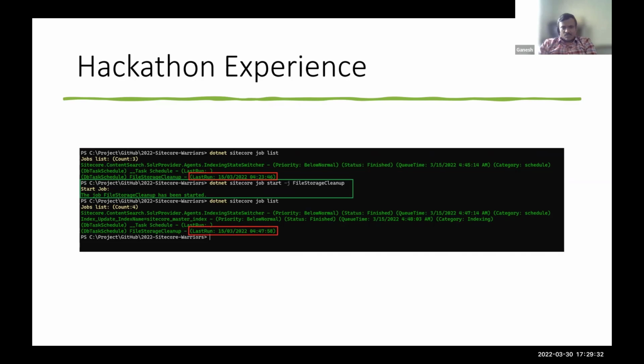Before starting the job, you will see the last run as 423, and after the job started, if you run the list command again, you will see that the last run got updated with the current time, so we came to know that this job got executed.